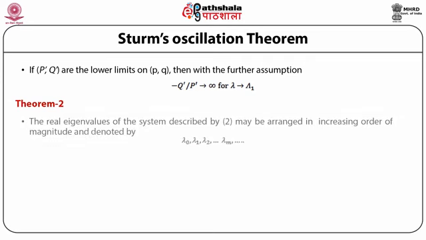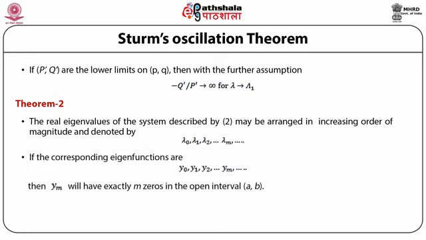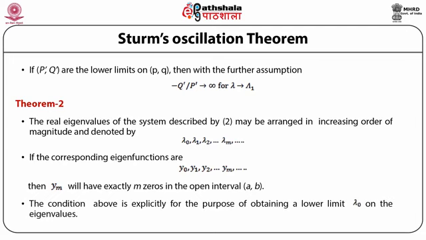This is theorem 2. The real eigenvalues of the system described by equation 2 may be arranged in increasing order of magnitude and denoted by lambda 0, lambda 1, lambda 2 and so on, lambda m and continues. If the corresponding eigenfunctions are y0, y1, y2 and so on, ym, then ym will have exactly m zeros in the open interval a to b. The condition above is explicitly for the purpose of obtaining a lower limit lambda 0 on the eigenvalues. This condition, though sufficient, is not necessary. There is an alternative set of sufficiency conditions which ensures the existence of the lower limit lambda 0.